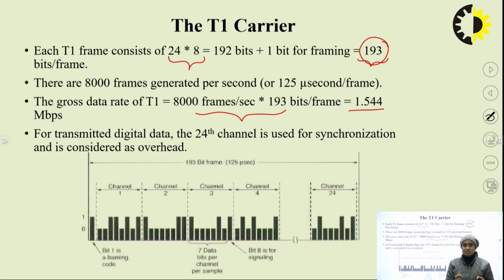193 bits per frame, and there are 8000 frames per second, so there will be 1.544 megabits per second generated. So this is the data rate of my T1 carrier system. It is shown with the help of a picture here: a 193 bit frame, where each frame has a duration of 125 microseconds.